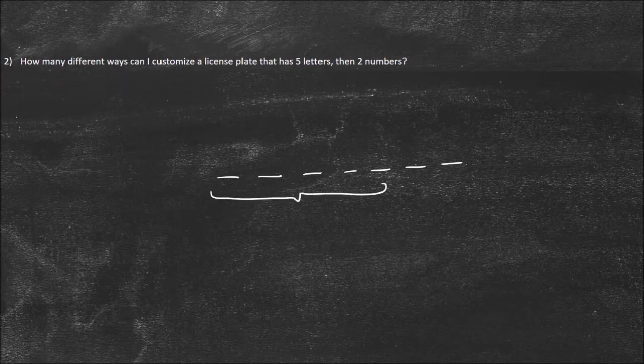Okay, so next one: how many different ways can I customize a license plate that has 5 letters and then 2 numbers? So let's think about this. I'm going to write my license plate right here: 1, 2, 3, 4, 5, 6, 7. The first 5 are all letters, and then my last 2 are going to be numbers. And we need to think, how many options for letters do I have, and how many options for numbers do I have? Because that's what we're going to have to multiply together.